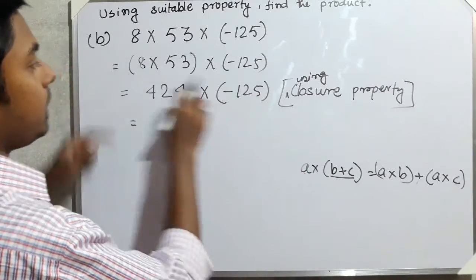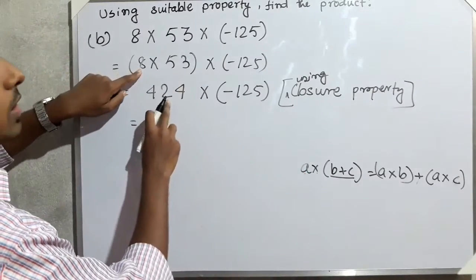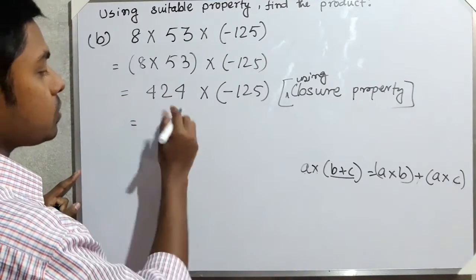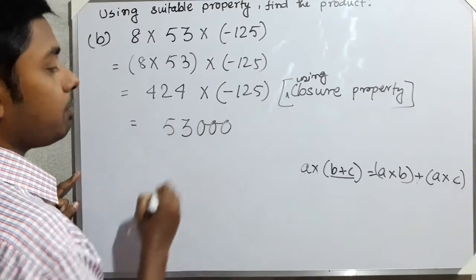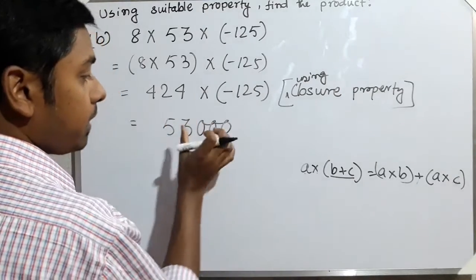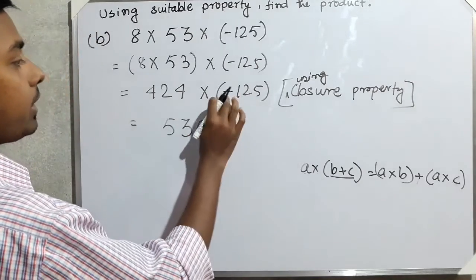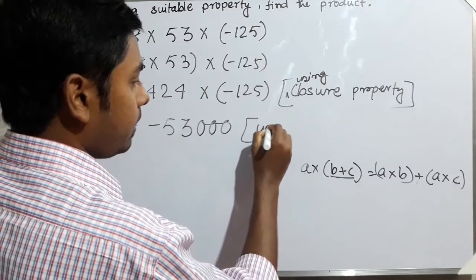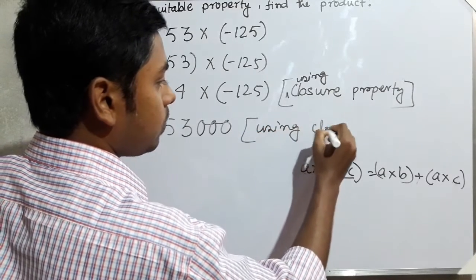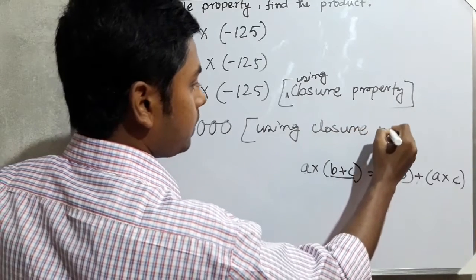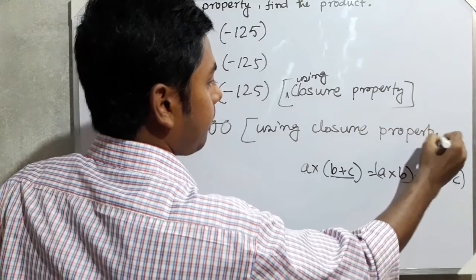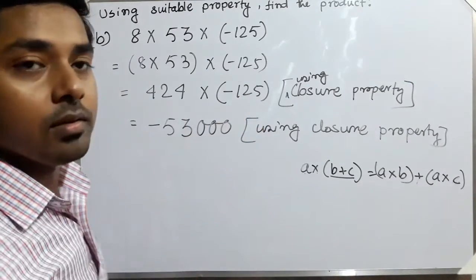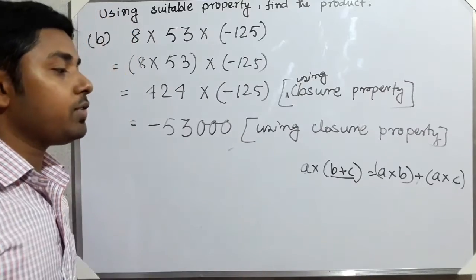This one is a, this one is b, and we have got c. Now this one is a and this one is b. Now we have to multiply, and if you multiply these two integers, you will get 53,000. First multiply, then write directly. Then plus into minus equals minus. Now here again using closure property, this one a, this one b, a into b is equal to c. So this is the answer. Pause the video to note it down.